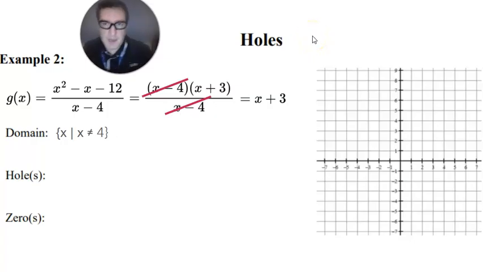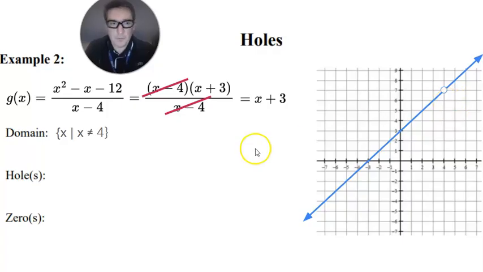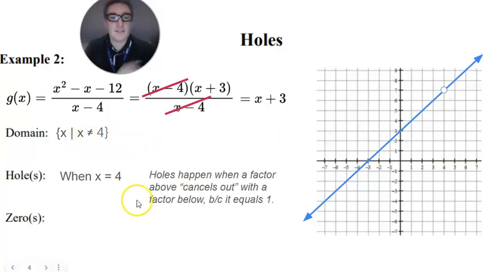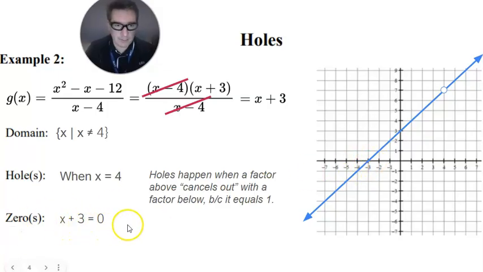When we draw this on paper, we like to draw the hole a little bit bigger so that we can see it. So, in summary, when x equals 4, there's going to be a hole here because x cannot equal 4. What causes holes to happen is when factors cancel out with each other because these factors together just equal 1. Looking at the graph, I do see my x-intercept is negative 3. That's our 0, because x plus 3 equals 0 when x equals negative 3.